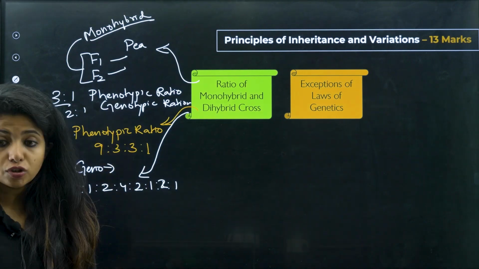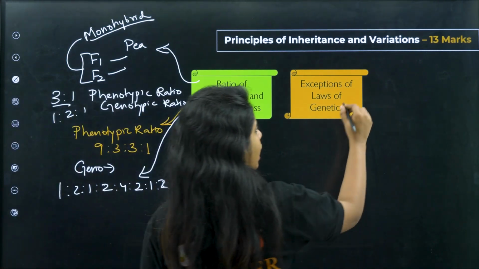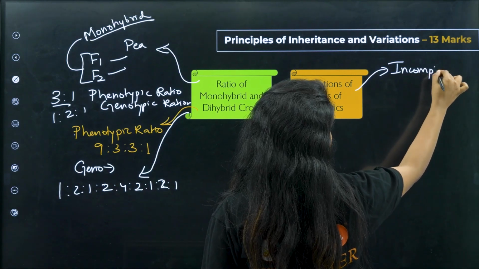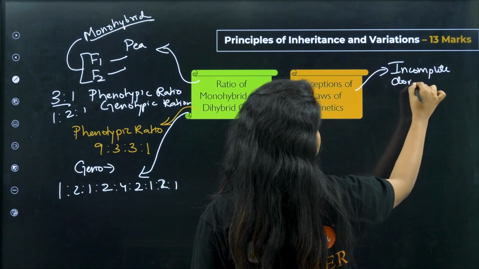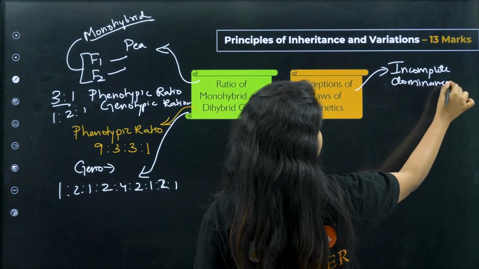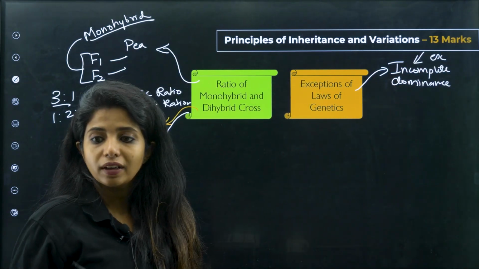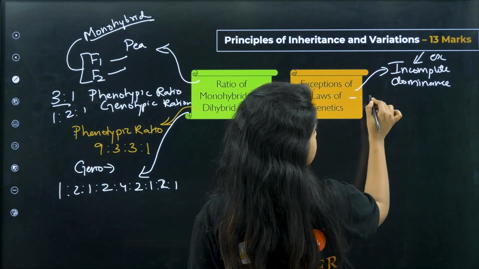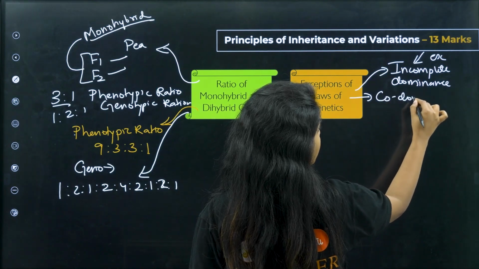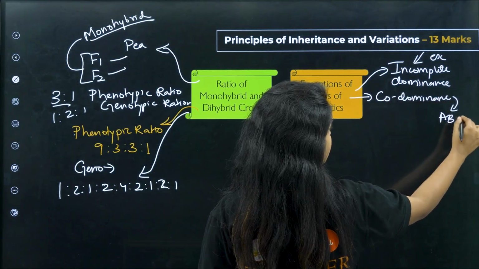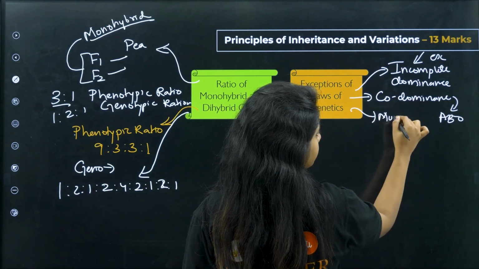Going ahead, we have exceptions of the laws of genetics. We have the exception of incomplete dominance. They will ask you what Snapdragon shows. Basically, Snapdragon is the example of this. So you should be knowing the example of all types of exceptions. One is this. The other is codominance, which is shown by the ABO blood group. You have multiple allelism.